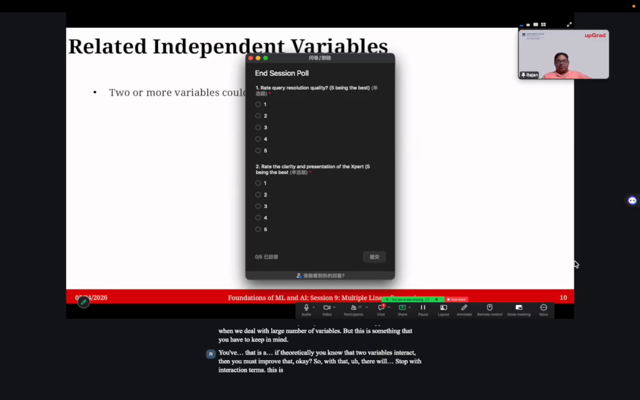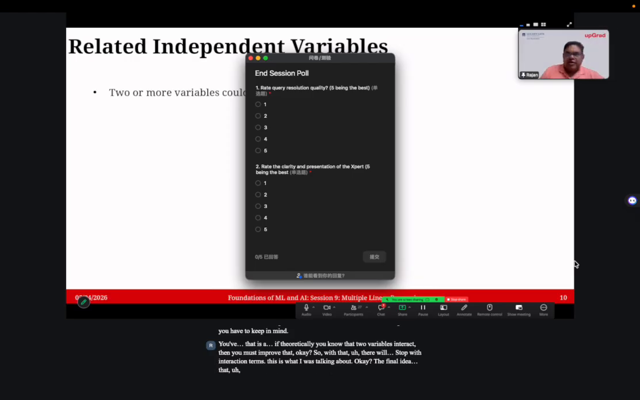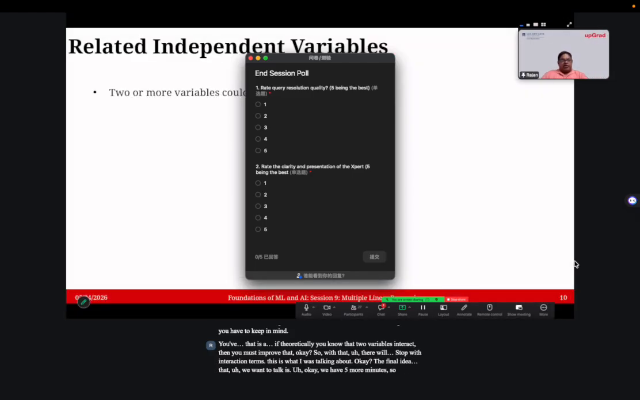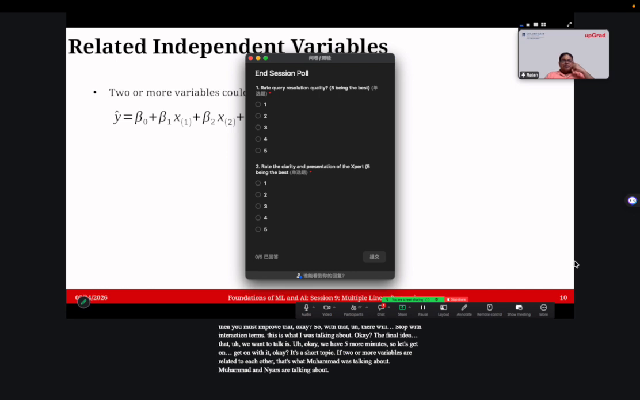This is what I was talking about. The final idea that we want to talk about, since we have 5 more minutes, so let's get on with it. It's a short topic. If two or more variables are related to each other, that's what Mohammed Niaz was talking about, right?